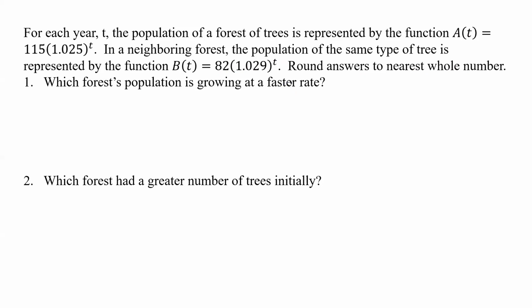Well, remember, how do we figure out which one's growing at a faster rate? We look at that growth factor, because we raise that to the power. And 1.025 versus 1.029, well, B of t is growing at a faster rate because it has the higher growth factor. Okay. Now, which forest of trees has a greater number of trees initially? Well, remember, it's A times the growth factor to the power. So this is A, and this is A. Well, this one has a higher number of trees initially. So A of t has a higher number of trees initially. Now you could figure that out: take 115 minus 82, and we get 33 basically.